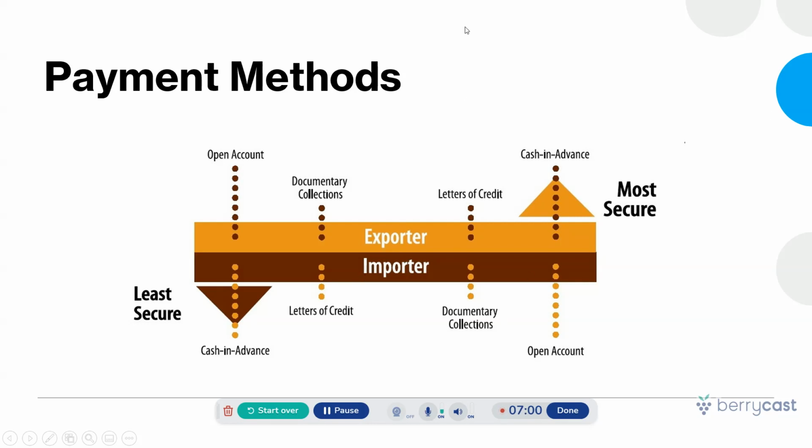As you can see in the picture right here, the things that are more secure for the exporter are the least secure for the importer. So basically, what is good for the exporter is not as good for the importer.